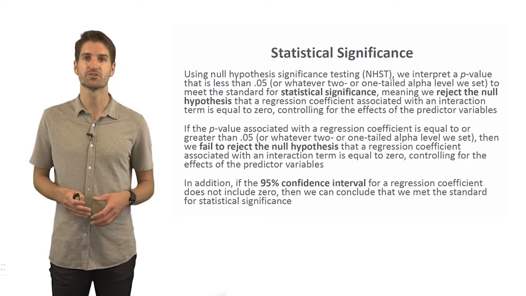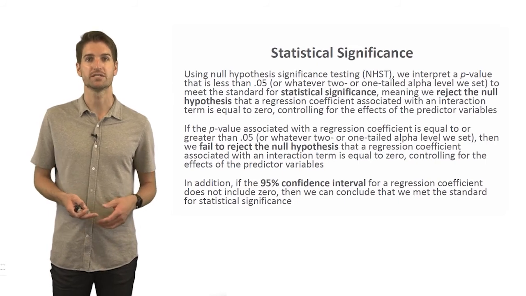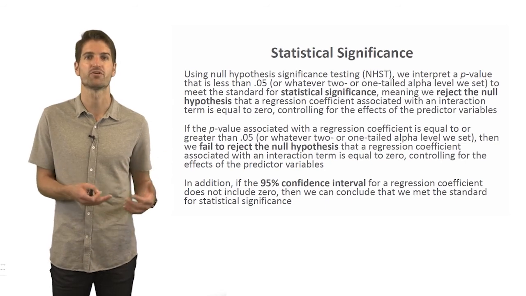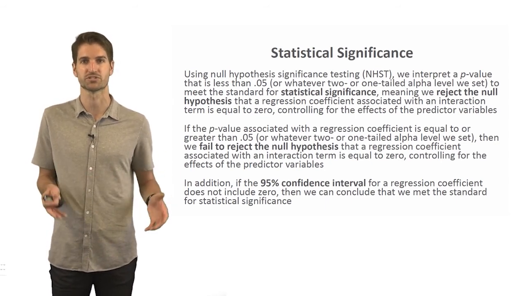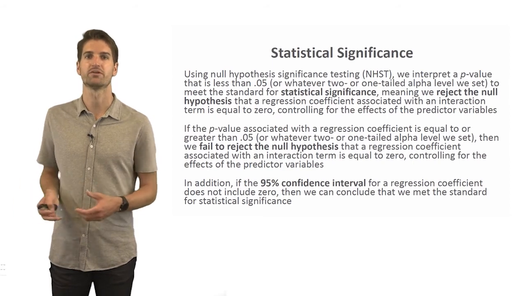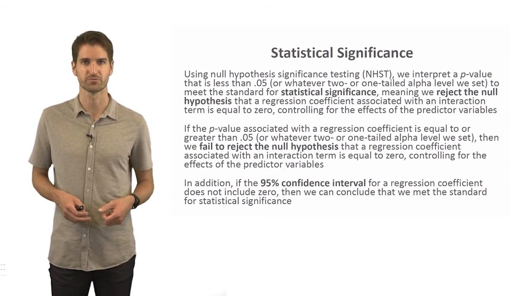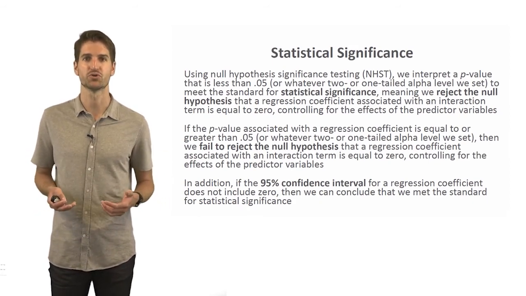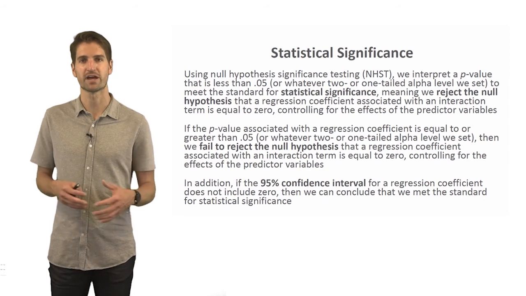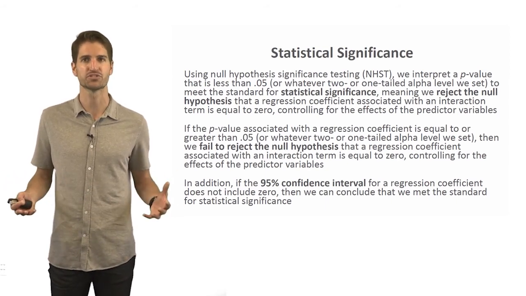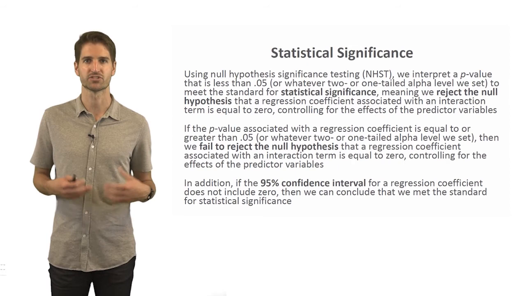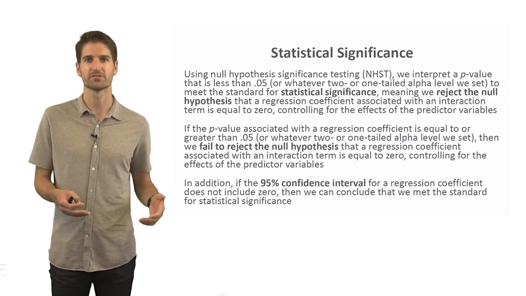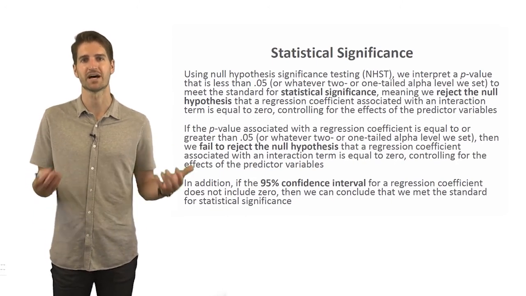Now, if the p-value associated with that regression coefficient is equal to or greater than 0.05, then we would fail to reject the null hypothesis that the regression coefficient associated with that interaction term is equal to 0. This would also be while controlling for the effects of the other predictor variables in the model, which includes that moderator variable. In addition, we could use confidence intervals around that regression coefficient. If the confidence interval does not include 0, we could also use that as evidence of statistical significance. As a reminder, if alpha is set to 0.05 two-tailed, then the corresponding confidence interval would be a 95% confidence interval.